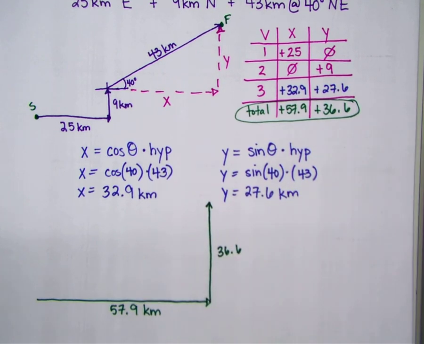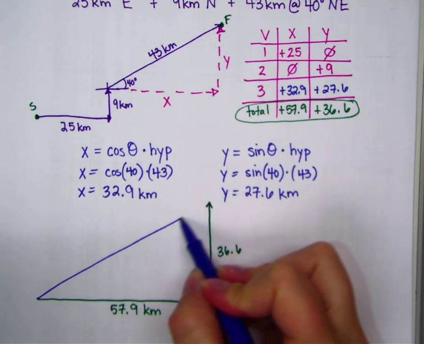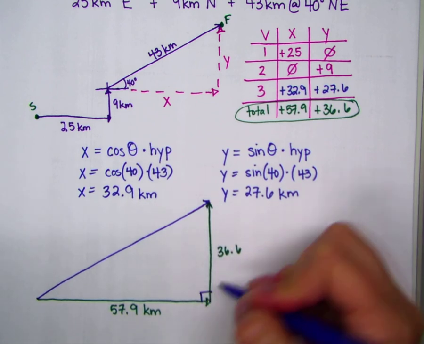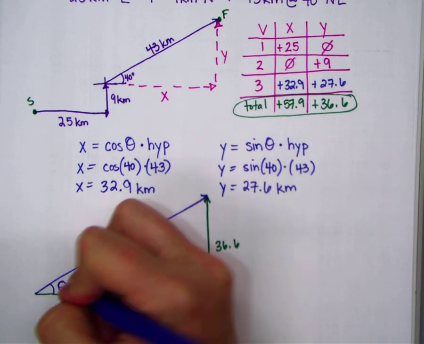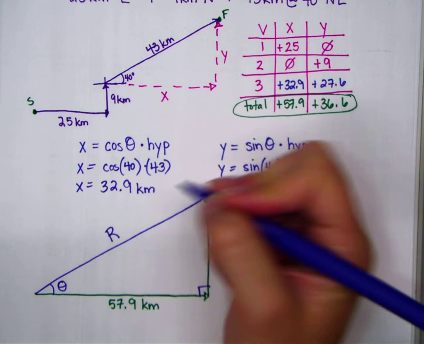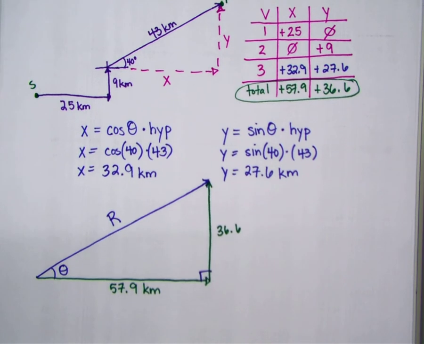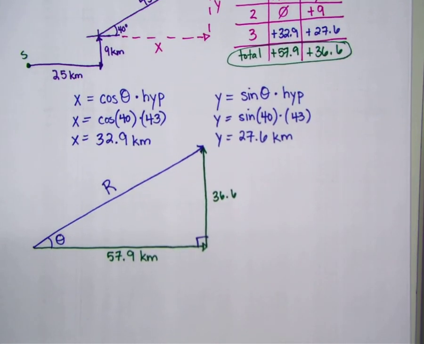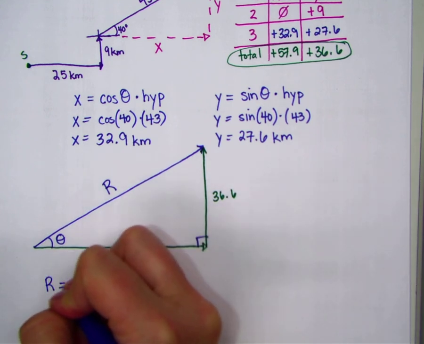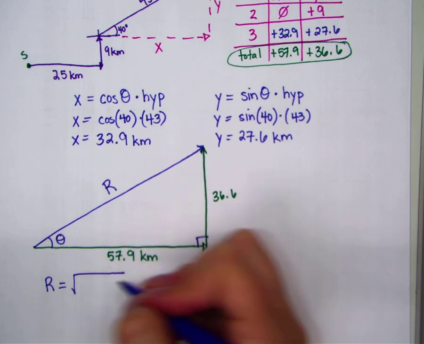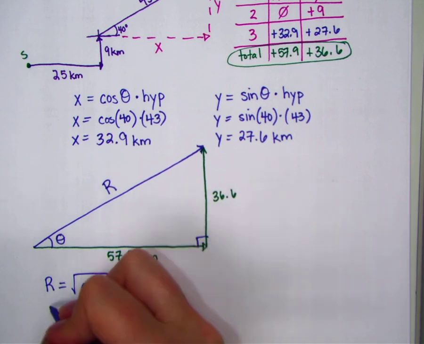Remember, finding the net displacement here is finding your hypotenuse. This is a right triangle, so we know we're going to be able to use our right triangle trigonometry here. Okay, I like to call my hypotenuse r, the resultant vector, and that's what we're going to find. In order to find the magnitude of the displacement, aka r, you're going to do the Pythagorean theorem. a squared plus b squared equals c squared. Plug in your numbers.